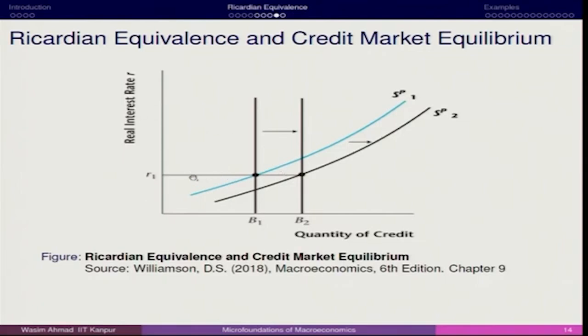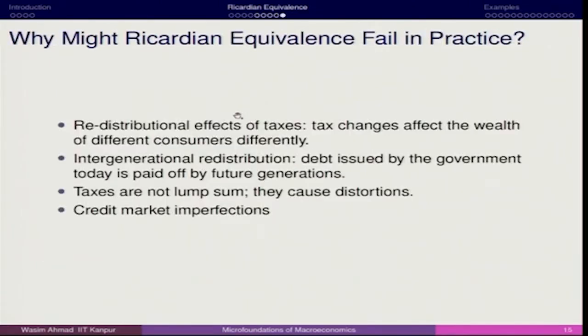The rate of interest here we are keeping the same, with not much change, but these are the conditions under which the Ricardian equivalence and the credit market equilibrium work. So far we have seen that there has not been any problem with the model and we have been able to derive the Ricardian equivalence, but this idea may be linked with situations where it may not be easy to make this particular theorem valid in certain scenarios.